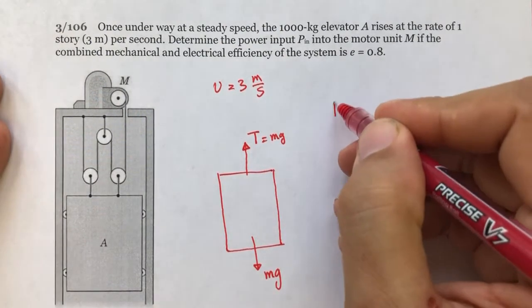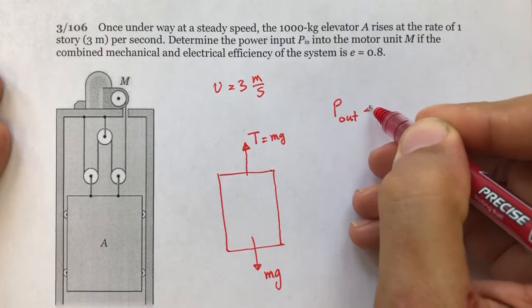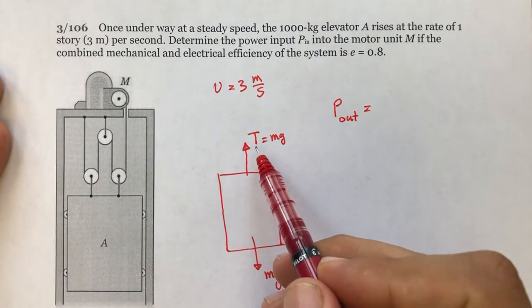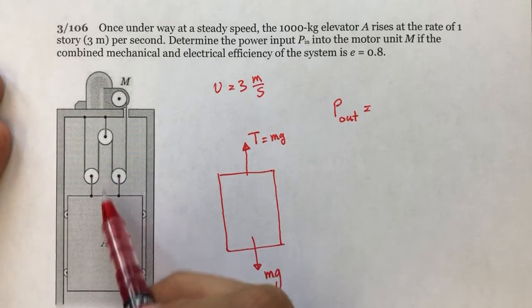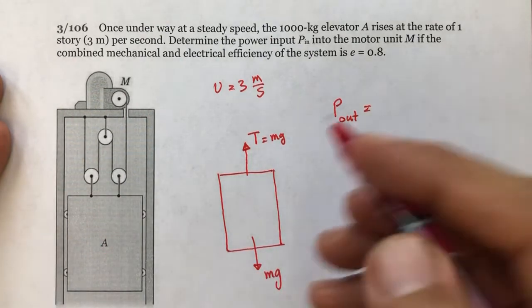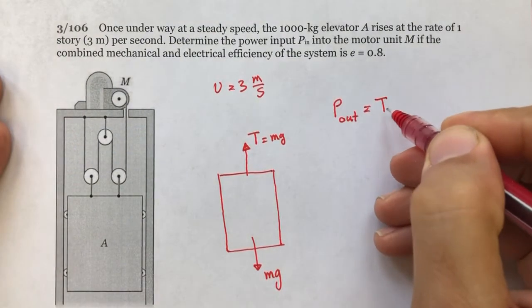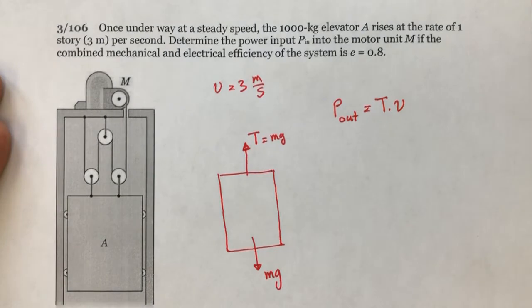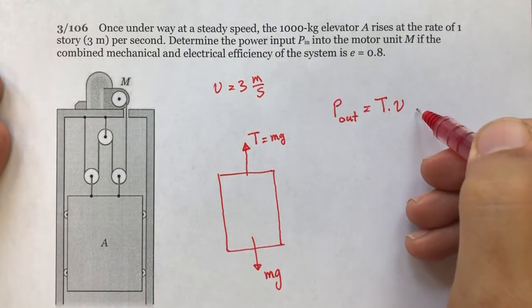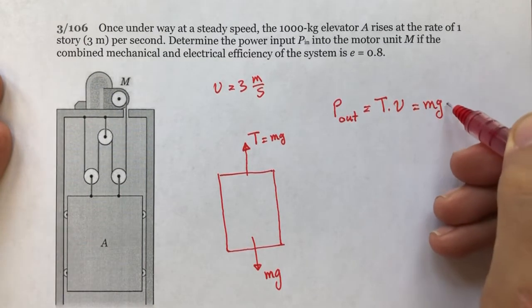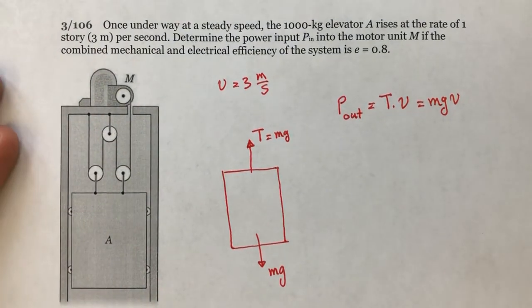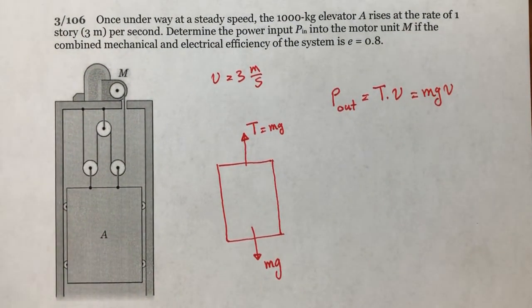So the actual work which is done with this force which comes from the motor on the elevator is going to be the force times the velocity, as simple as that. So it's going to be T times velocity based on the equation that we just learned. So it's going to be equal to mg times the velocity. This is the actual output power, the useful work that we are getting in this system.